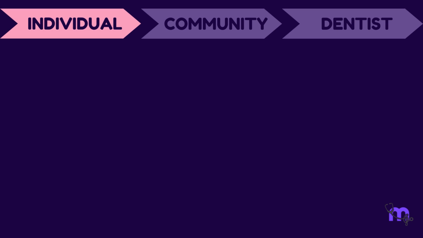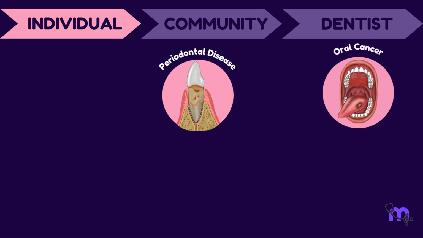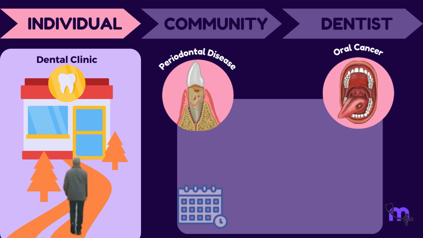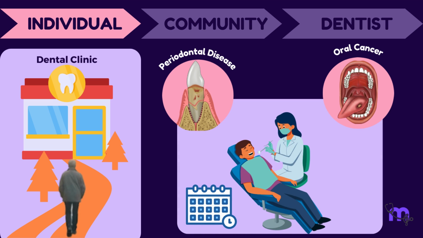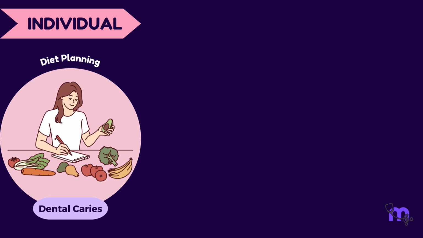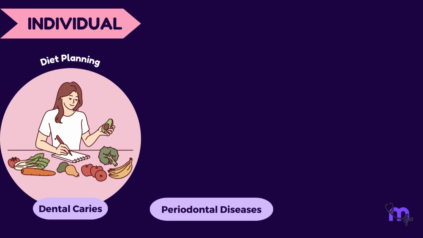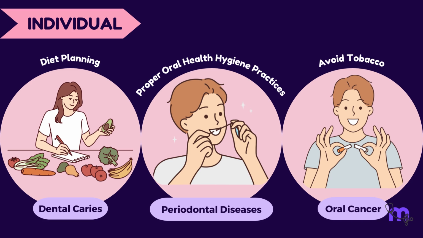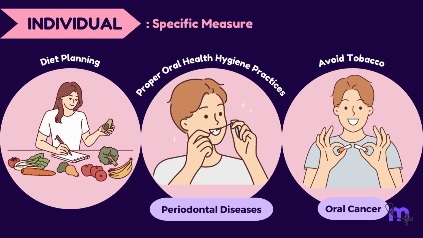In case they want to prevent periodontal disease or oral cancer, the individual can take health promotive measures like making periodic visits to the dental office and demanding preventive services. Alongside these, for the prevention of dental caries, diet planning is also considered a health promotive initiative. While specific protection against periodontal disease could include maintaining proper oral hygiene practices, for oral cancer, avoiding known irritants like tobacco is considered a specific measure.